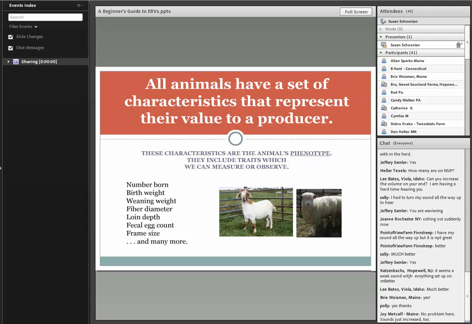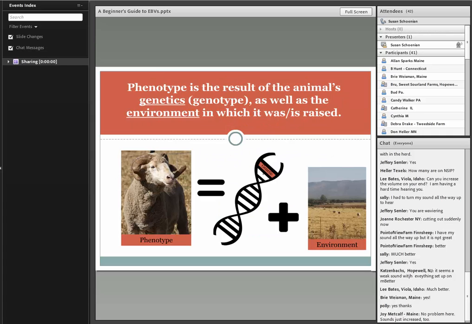These traits that make up this animal are called the phenotype. It's called the animal's phenotype. We can measure these traits. Sometimes they're just traits that we visually observe. But that's what makes the animal what it is, and it's his phenotype. The phenotype is the result of both genetics, which is genotype, as well as the environment in which it was or is raised.